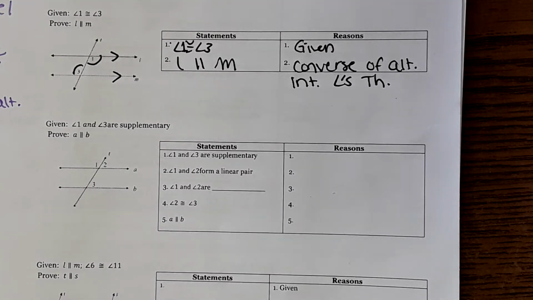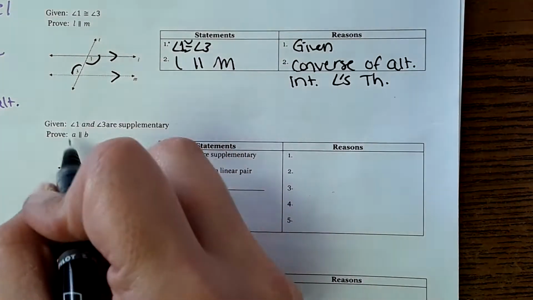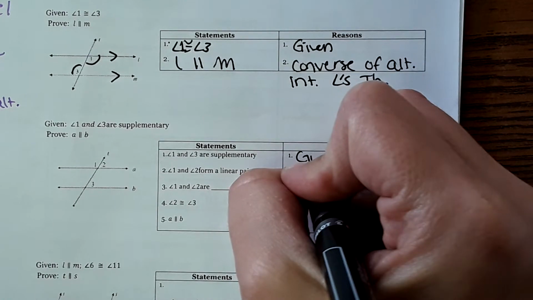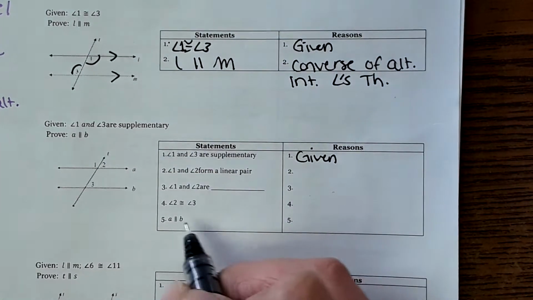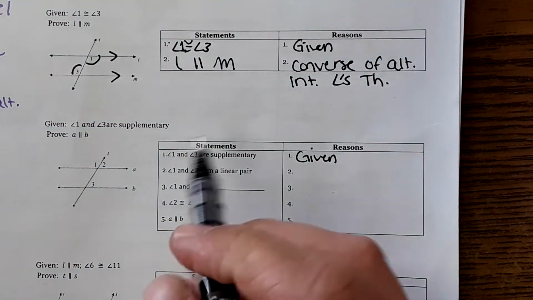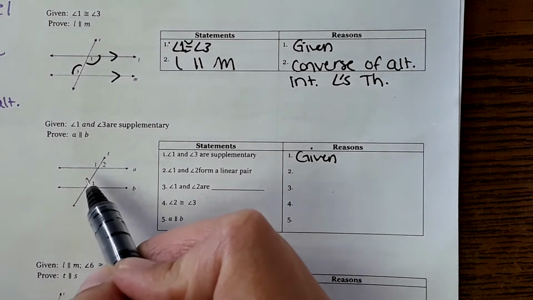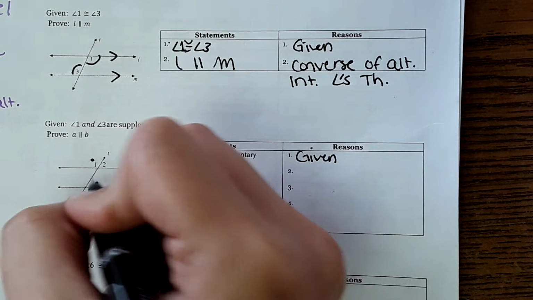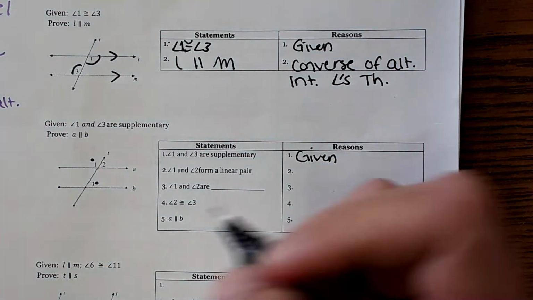Okay, now it gets a little bit harder. Well, maybe you'll find it easy. But of course, they give us a given. Angle 1 and angle 3 are supplementary, so we just write given here. They already plugged in the proof statement. I'm also going to look at the chart to see what it's talking about. It's saying, okay, so 1 and 3 are supplementary. That means they add to 180.